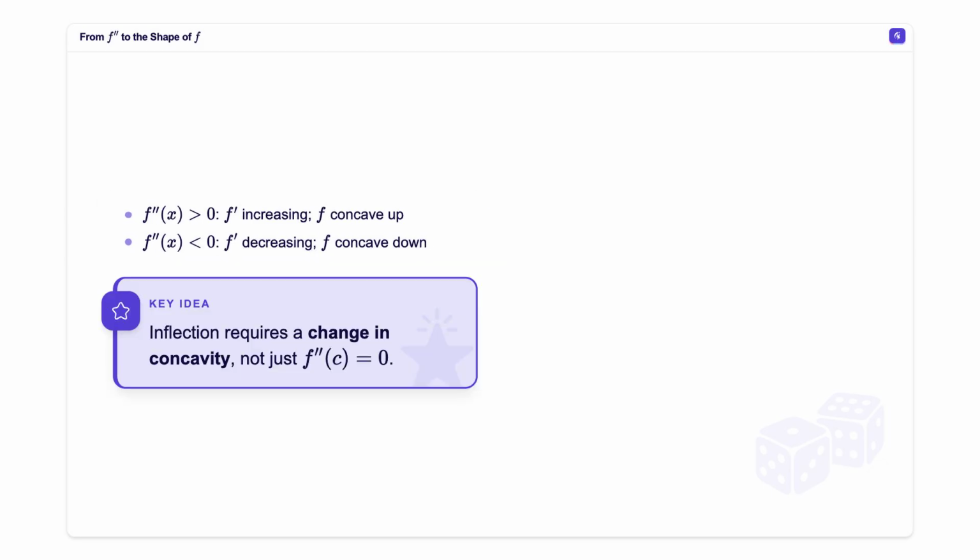Here is the AP level detail to be careful with. An inflection point requires a change in concavity. It is not enough for f double prime of c to equal 0. The graph has to switch from concave up to concave down, or from concave down to concave up.